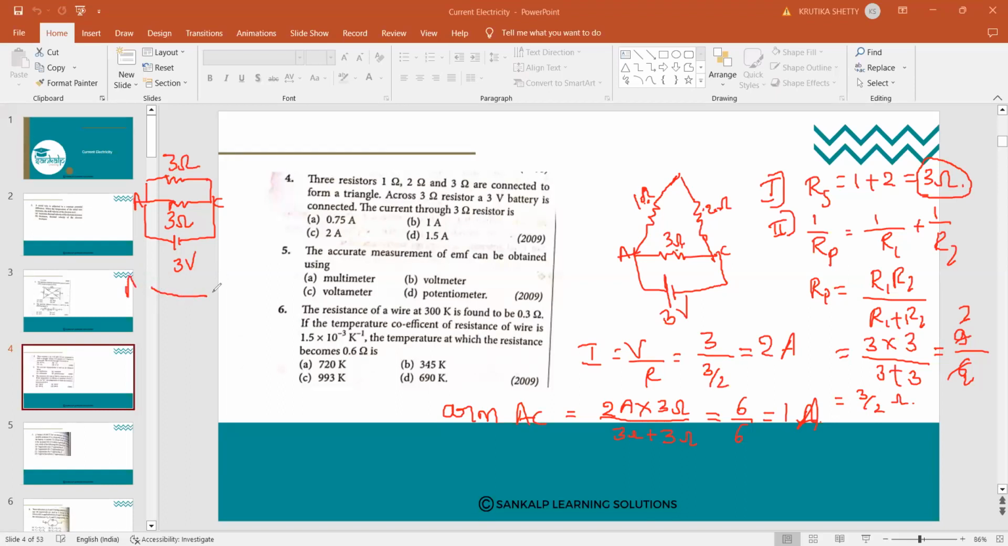Between A and C, the total resistance is 3/2 ohm. So we can simplify this in our mind instead of solving this entire step.